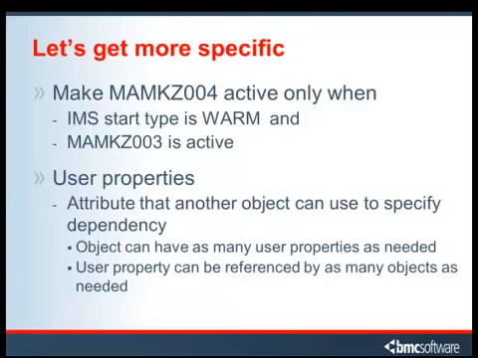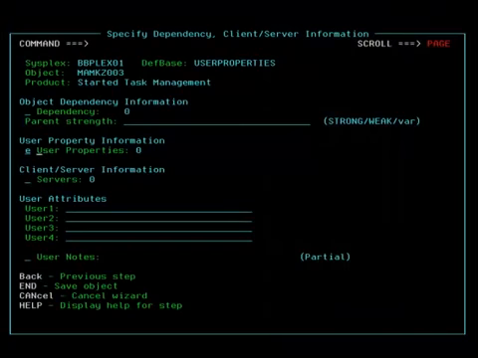We can set user properties. A user property is an optional attribute of an object that another object can use to specify a dependency relationship. An object can have as many user properties as needed, and a user property can be referenced by as many objects as needed. The best time to define a user property is when you define the parent object.